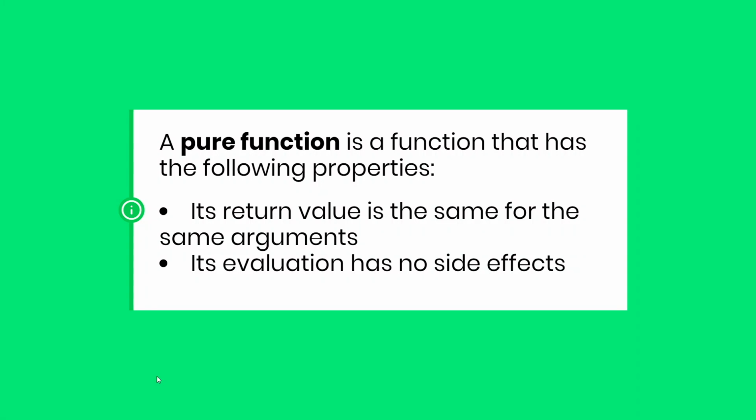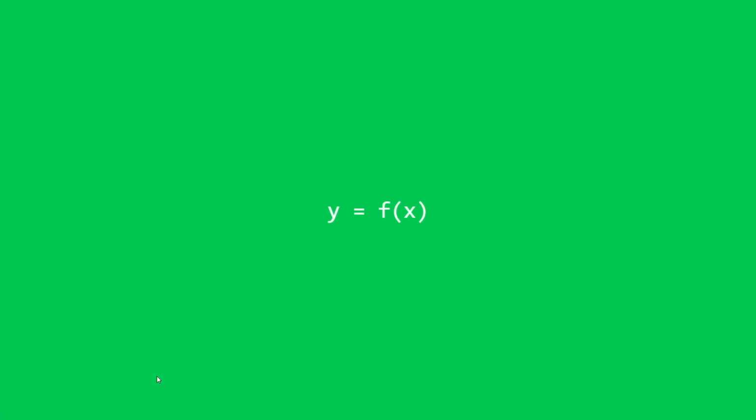A side effect is really your function doing something outside of its scope. We'll take a look at what that means in a second. But just for your mental model, a pure function is like the functions that you learned about in algebra or in your high school math classes, like y equals f of x. For any given x, you have a y, and for that x, you'll always get that y.